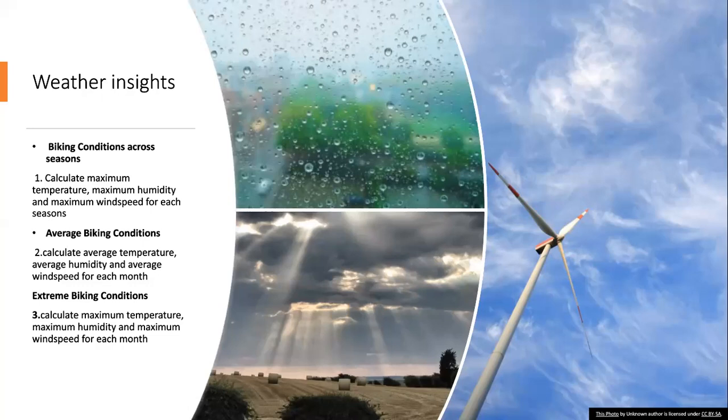And here, extreme biking conditions in a month. There are 12 months, and there will be extreme temperature, humidity, wind speed. I don't want to go outside on that month. I just want to know which are those months, so that I will refrain from taking a bike outside. I will prefer other modes of transport.